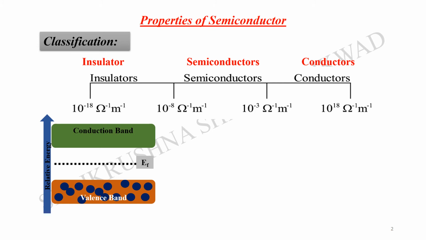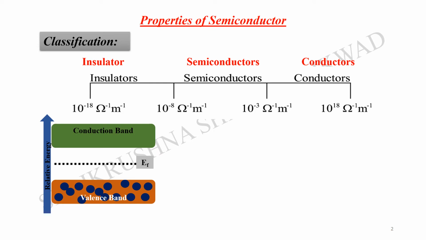EF is nothing but the Fermi energy level, right? It lies at the center of the conduction band and the valence band. As we know, in the case of an insulator, the valence band is completely filled with electrons, and the conduction band is completely empty. There are no electrons present in the conduction band.